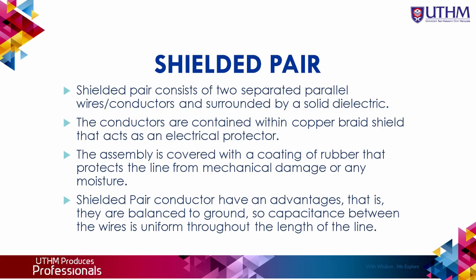That is, the capacitance between the wires is uniform throughout the length of the line, and this balance is due to the uniform spacing of the grounded shield that surrounds the wires along their entire length. And normally we can see this cable on a washing machine or refrigerator power cord.